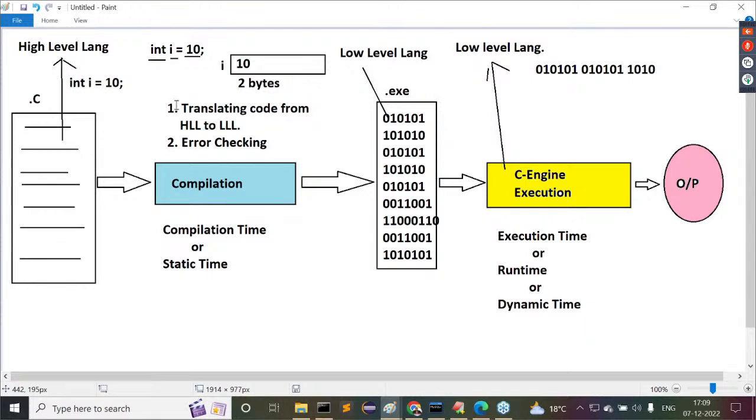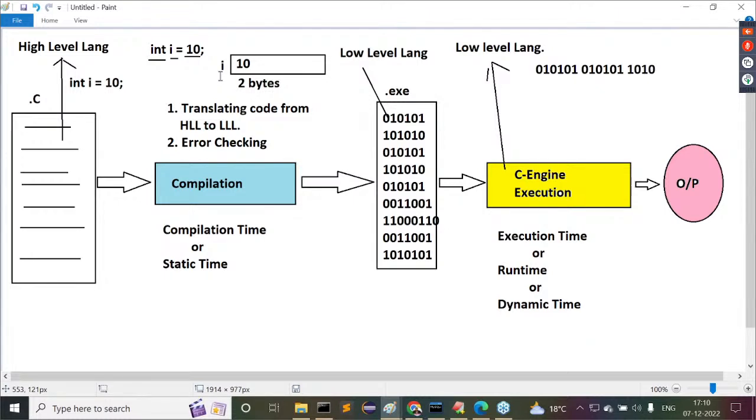If any programming language allows memory allocation for the primitive data, that is byte, short, int, long, float, double, boolean, character. These are the primitive data types. For these primitive data, if memory is allocated at compilation time, then that programming language is called a static programming language.